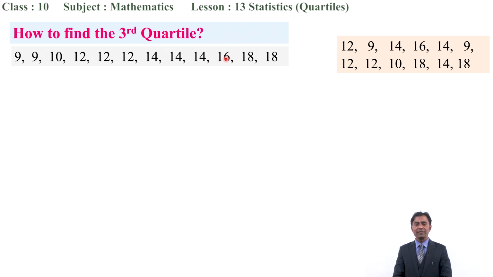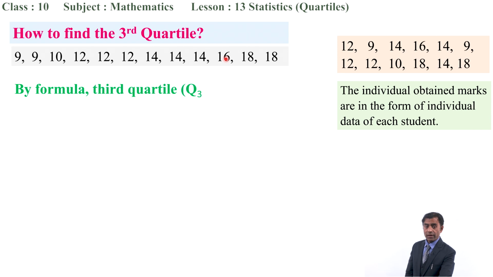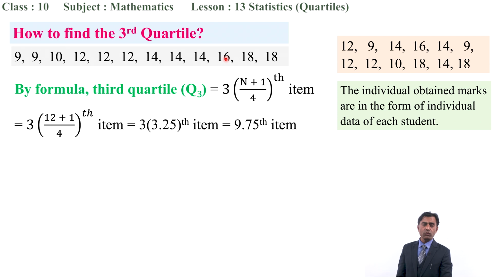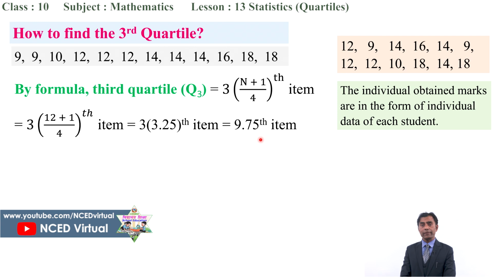Do you know the relation for finding the third quartile in individual data? Yes, I hope you know it from class 9. The position of the third quartile Q3 is 3 times (n plus 1) upon 4 th item. Let's simplify: 3 times (12 plus 1) by 4, that is 3 times 3.25th item, which multiplied gives 9.75th item.